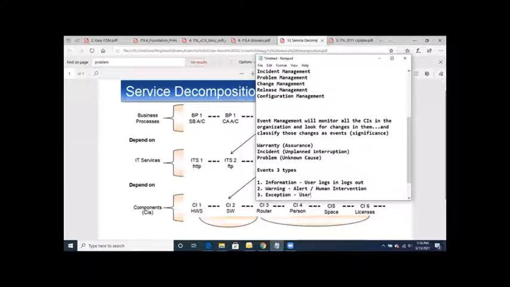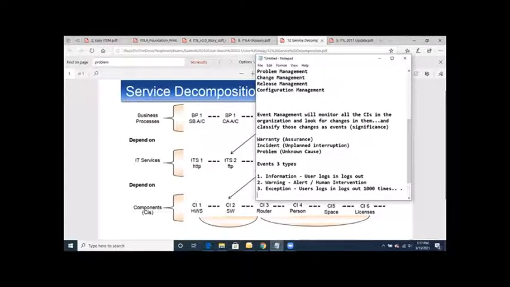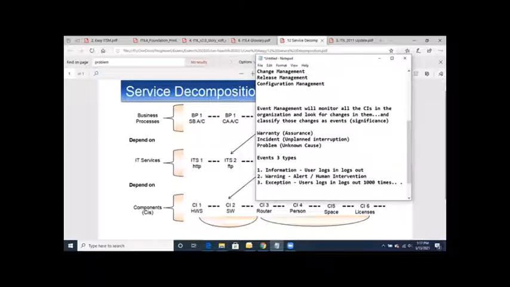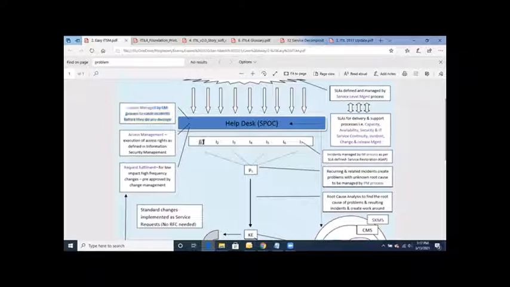User logs in and logs out 1000 times एक ही दिन में। ये क्या चक्कर है? Something is wrong with the software or something is wrong. Maybe some sort of SQL injection has happened जो यूजर को अंदर बाहर फेंक रहा है, बाहर कर रहा है. And there you need to raise an incident and do the further investigation on that.